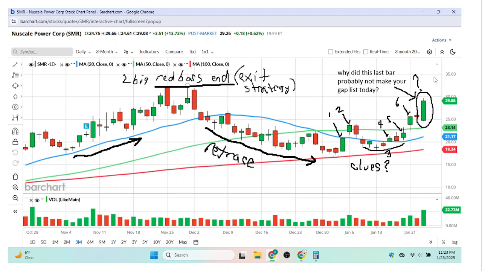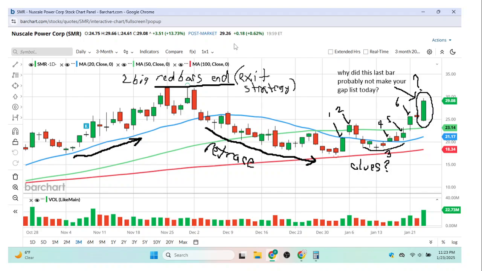But it probably didn't make your gap list because if you're reading the candles correctly, this actually gapped down. It closed here and gapped down today, maybe $1, maybe $1.50 or so. Looking at the chart, this range is $5, so probably gapped down $1 to start the day. This probably looked like it was going lower today. So you're probably thinking, oh no, this is probably not going to go higher today. And then buyers just stepped up and closed the day green, up over 13%.